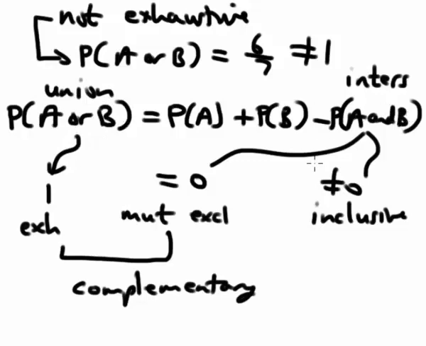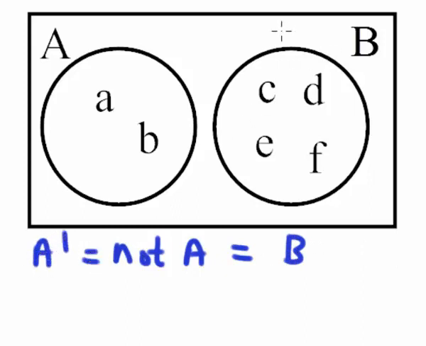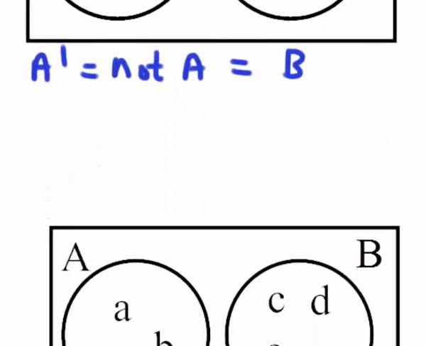Okay, let's have a look at one final concept, then we're going to do a practice example. Okay, guys, just quickly, something about complementary. You'll notice if I said to you, what is the set not A? Well, what is not in A? It's the whole of B, and we often write that as A complement. Everything that's not in A is in B. So these events are complementary. They're mutually exclusive and exhaustive.